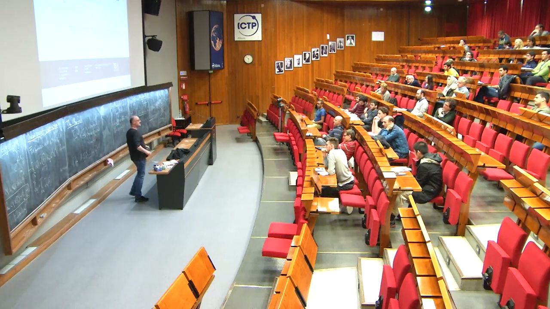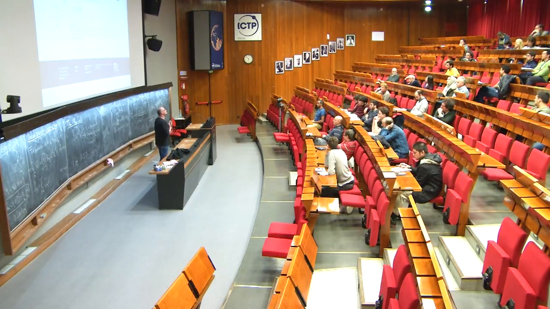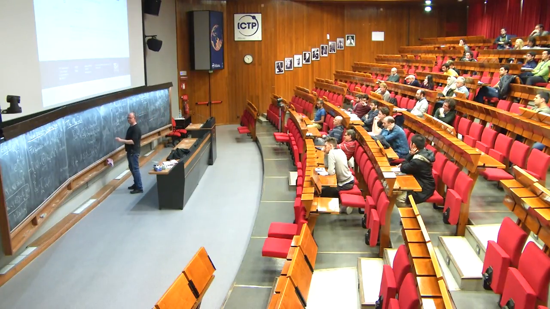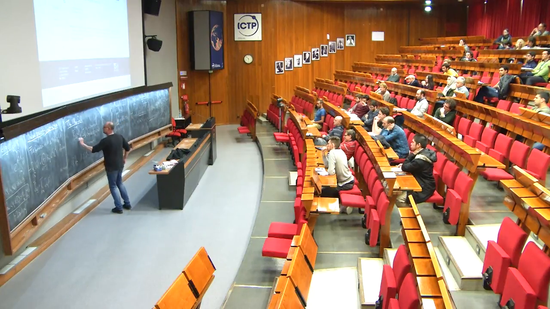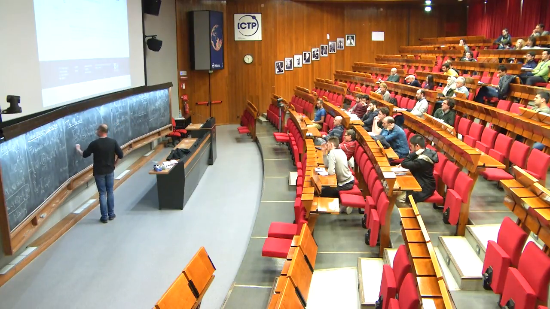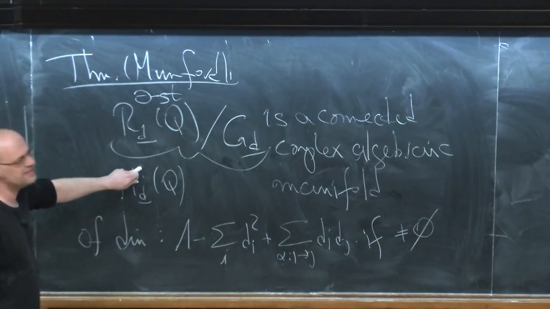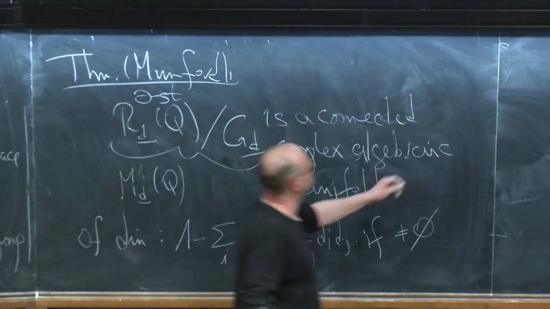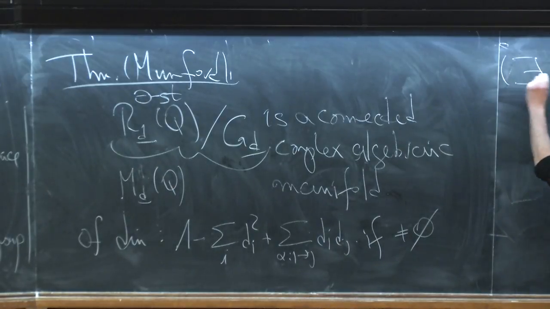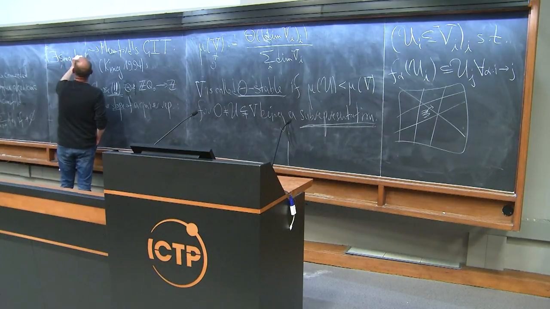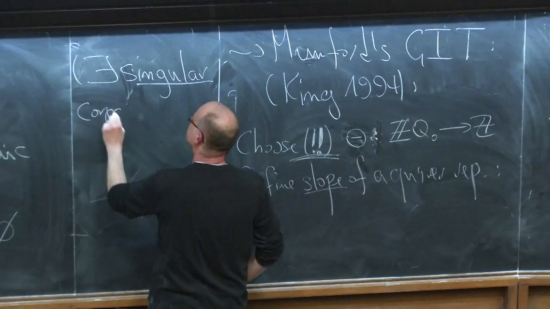Okay, so these are the spaces. I will not need it for the purpose of this talk. So let's first call this space M_d of Q. To be honest, it should be theta-stable. And let me remark, there exists a usually singular compactification.